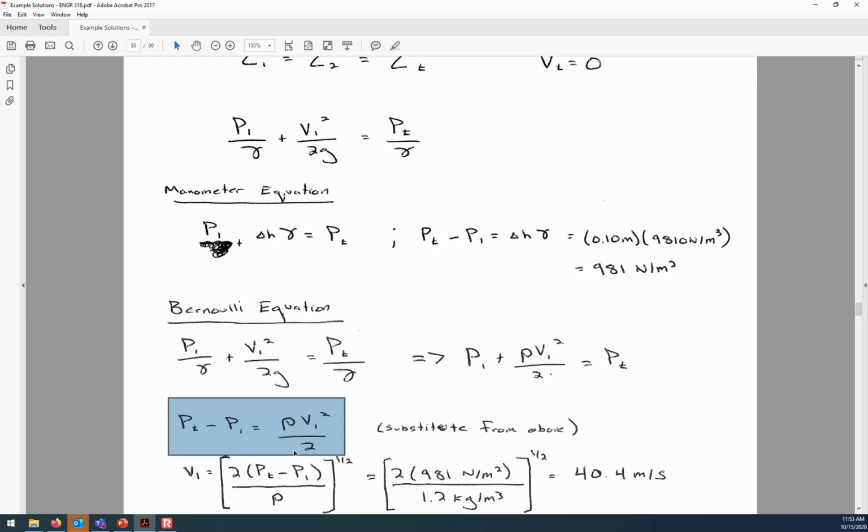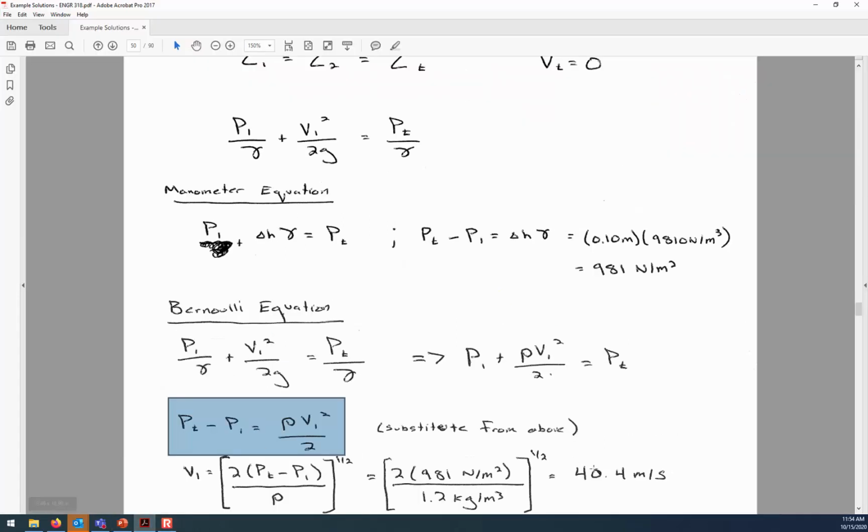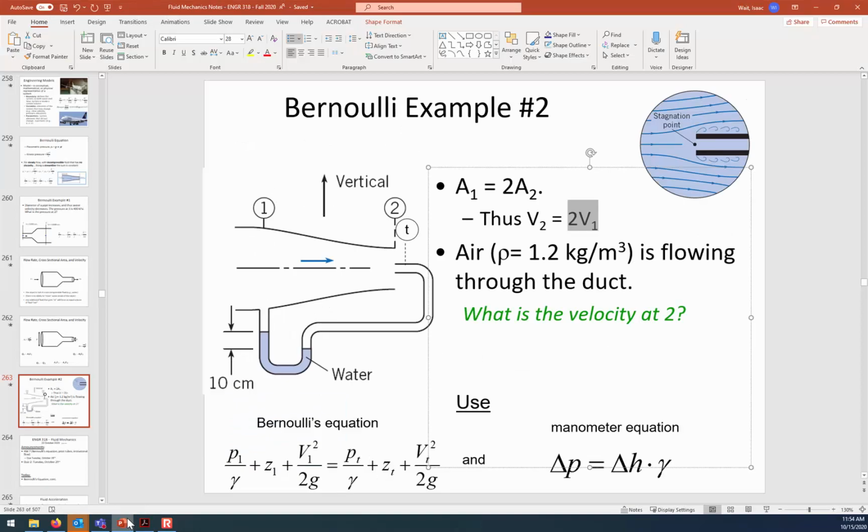And then, since we know the ratio of the areas, it told us that V2 would be double the velocity at 1. So if the velocity at 1 is 40.4, then the velocity at 2 would be 80.8. It would be double the velocity at 1 because of the ratio of the areas. Does anybody have questions related to this second Bernoulli's example?